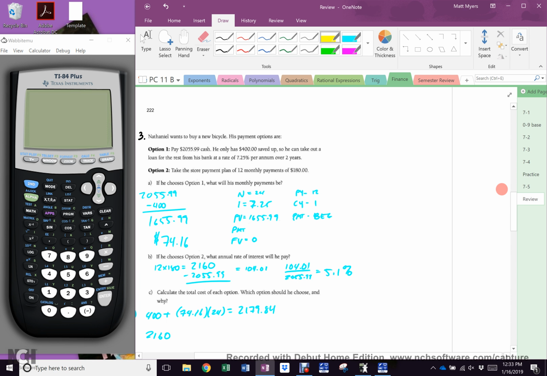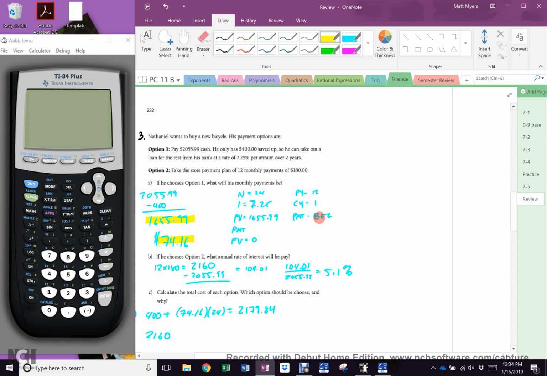Nathaniel wants to buy a new bike. Here it is. Option 1, he pays the cash. He only has $400 saved up, so he takes out a loan. So he needs to borrow $1,655.99, yes? Run that through your TVM Solver. You have everything you need except the payment. You'd find the payment to be $74.16.